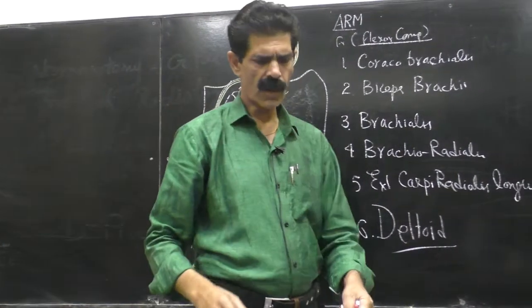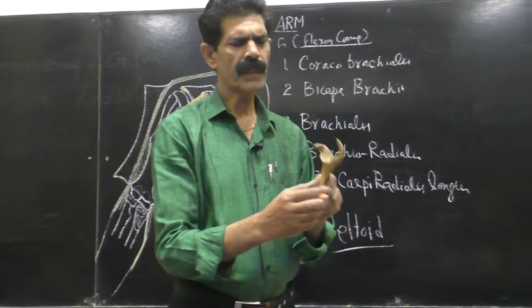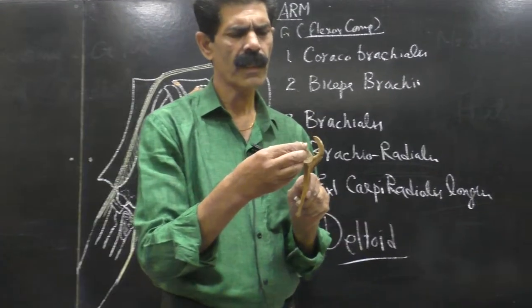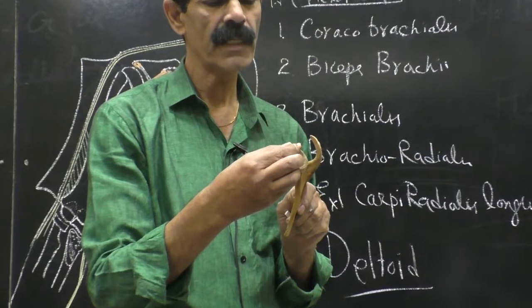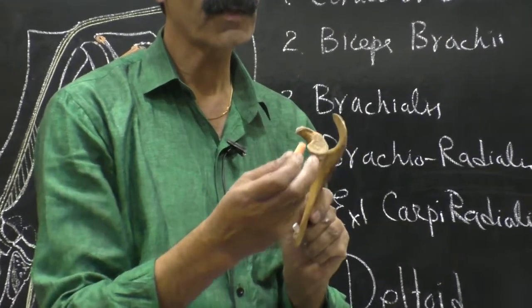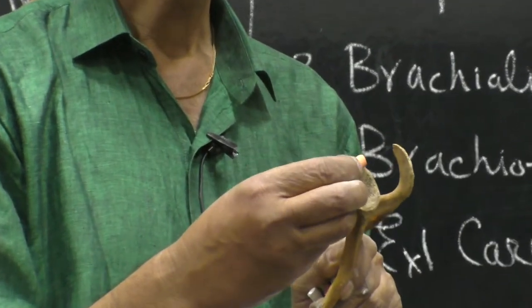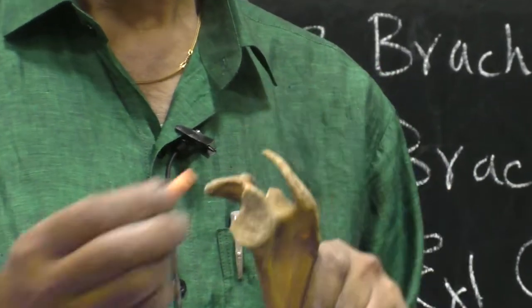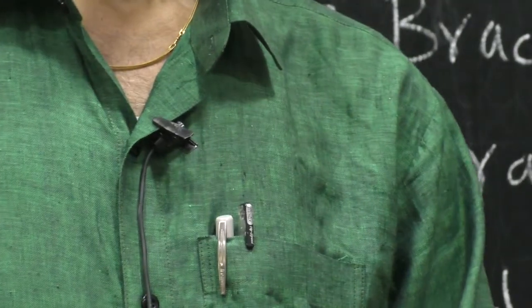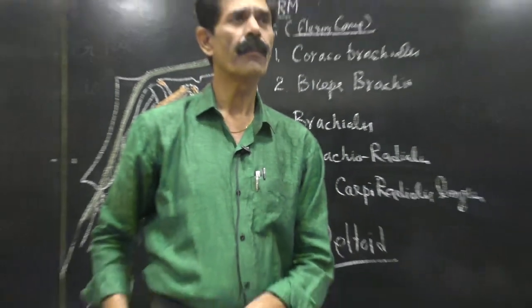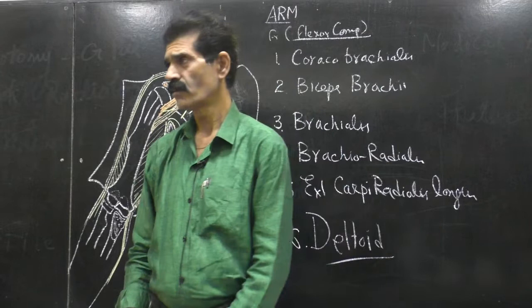So the long head of the bicep takes origin from the supraglenoid tubercle. The shallow glenoid cavity has two tubercles: one is supraglenoid, one is infraglenoid. From the supraglenoid, which muscle takes origin? The long head of the bicep, and it is very important, its origin is special.